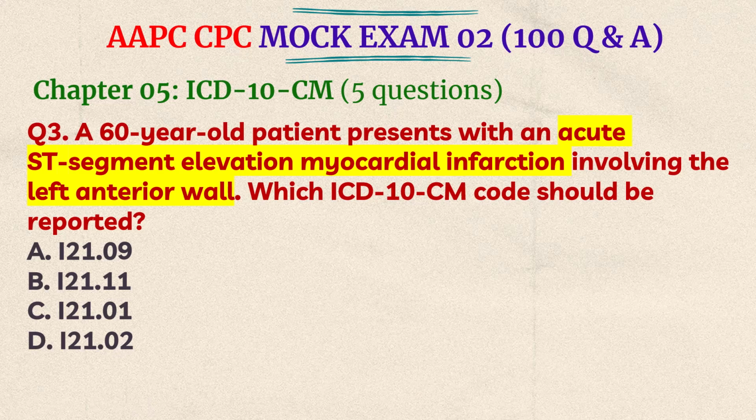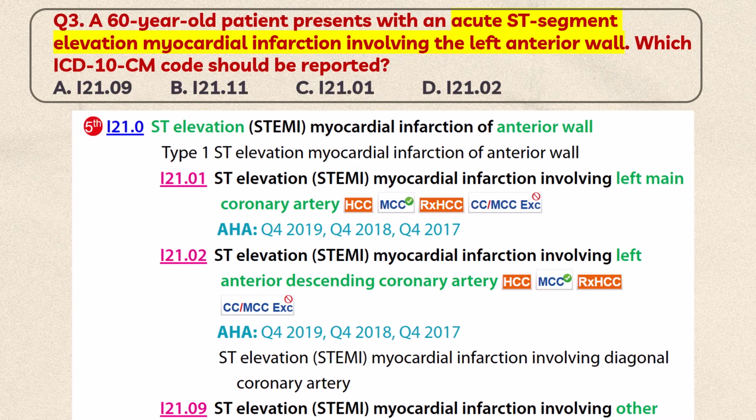So directly go to the codes. When you go to the codes, you can see I21.0 is ST elevation, that is STEMI, myocardial infarction of anterior wall. But here the laterality is not mentioned. But when you look at the other code, I21.01, ST elevation myocardial infarction involving the left main coronary artery. So in our case, left anterior wall, so left coronary artery involved. So the correct answer will be I21.01. So the correct answer is answer C.